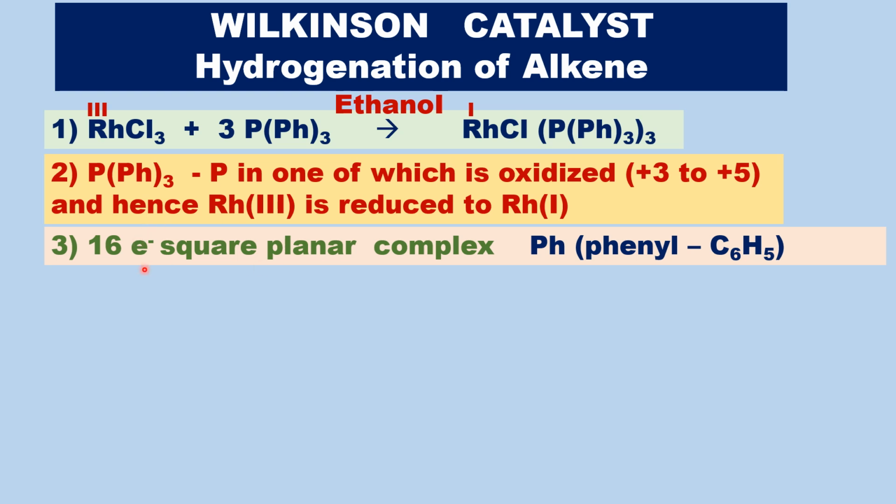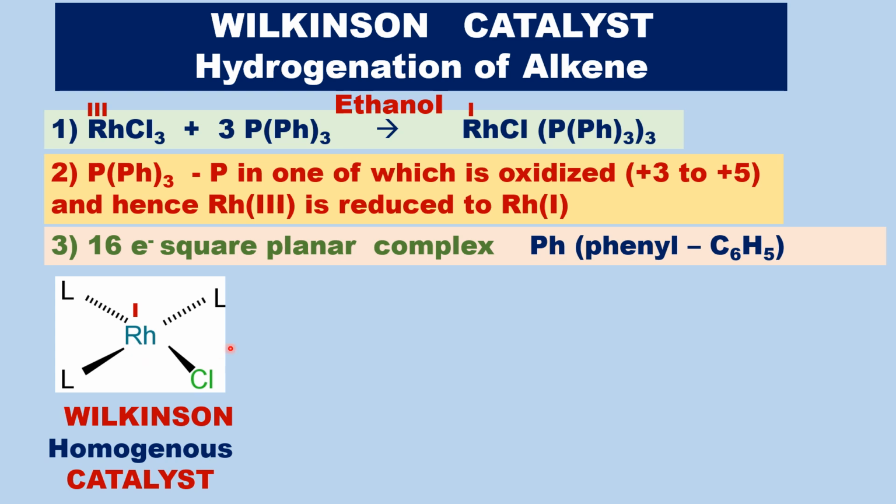It is a 16 electron square planar complex. Here Ph refers to phenyl, C6H5. It is a d8 square planar complex, dsp2 hybridization. This is the 3D structure of Wilkinson catalyst.